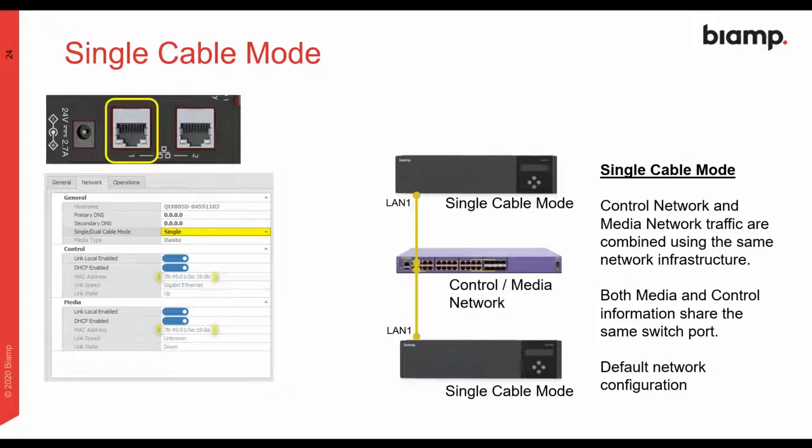That is not available to be turned off necessarily. You couldn't turn off media if you're in single cable mode. So they're sharing the same backbone, and that is the default network configuration. So this would be what you'd see on, in this case, a Dante version. We'd see it in single cable mode and the media type set to Dante, link local enabled, DHCP enabled, and it would grab a link local address.